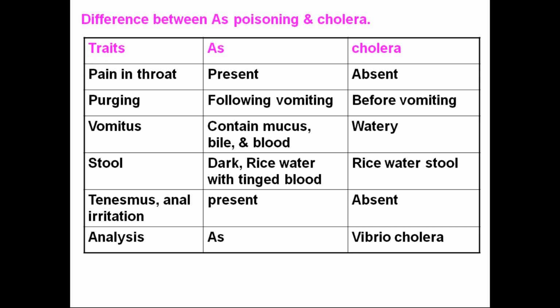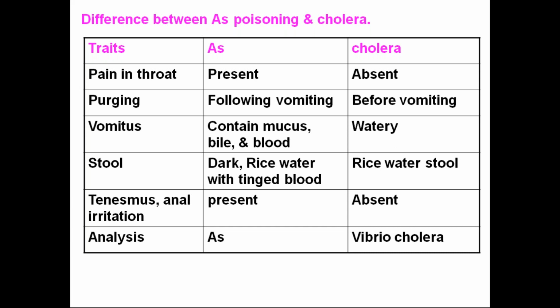So pain in the throat is present in arsenic poisoning. Purging follows vomiting, whereas purging is before vomiting in cholera. And then vomitus is bile and mucus in arsenic, whereas it is watery in cholera, and stool is dark and rice watery with arsenic, whereas in cholera it is pure rice water stool.